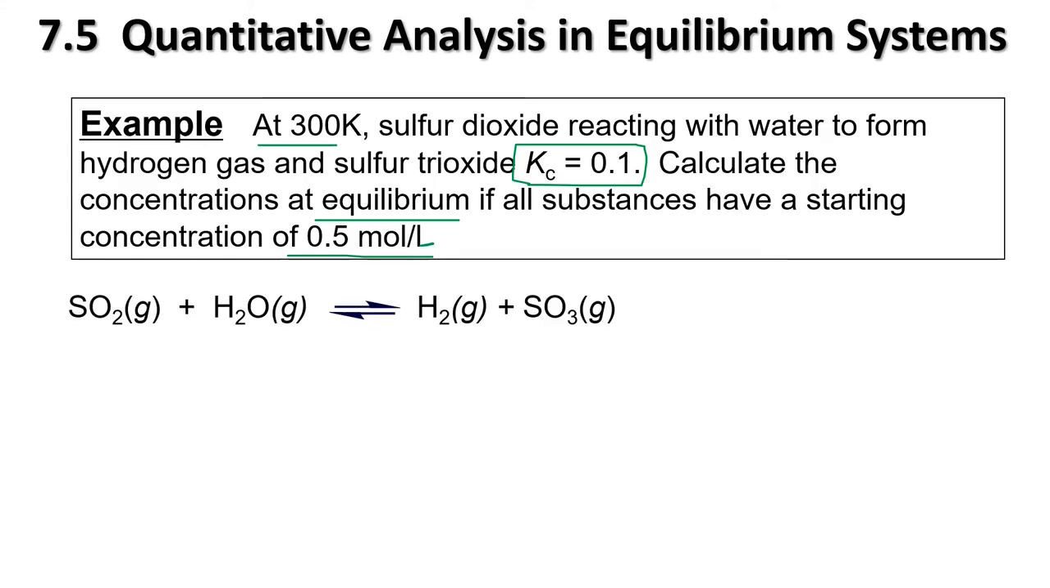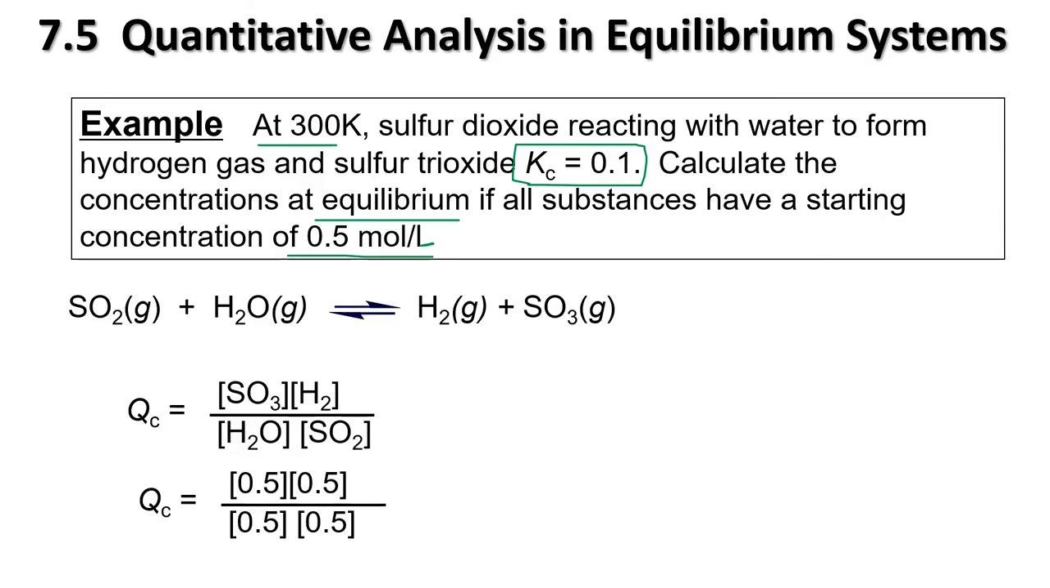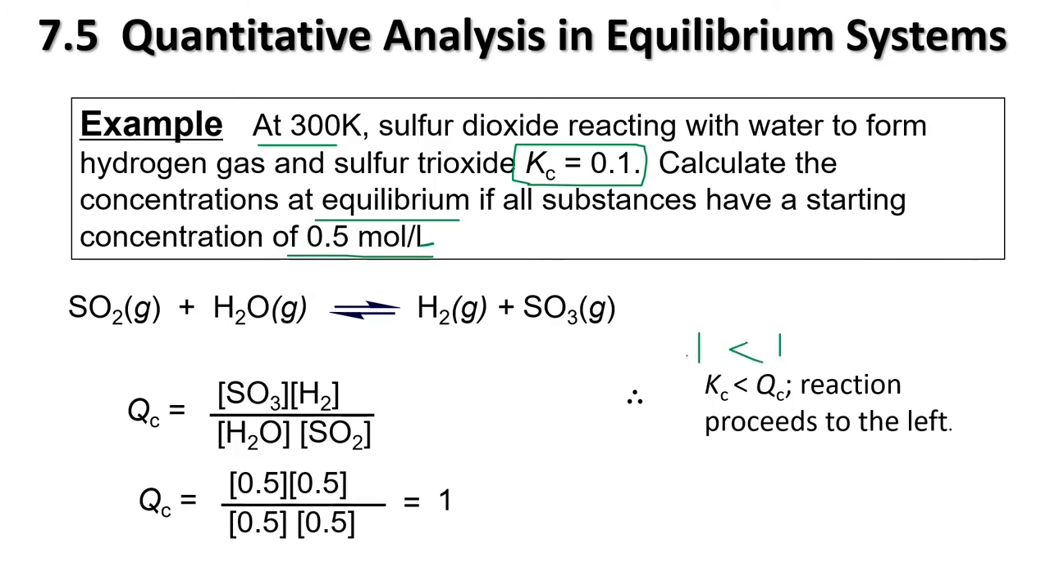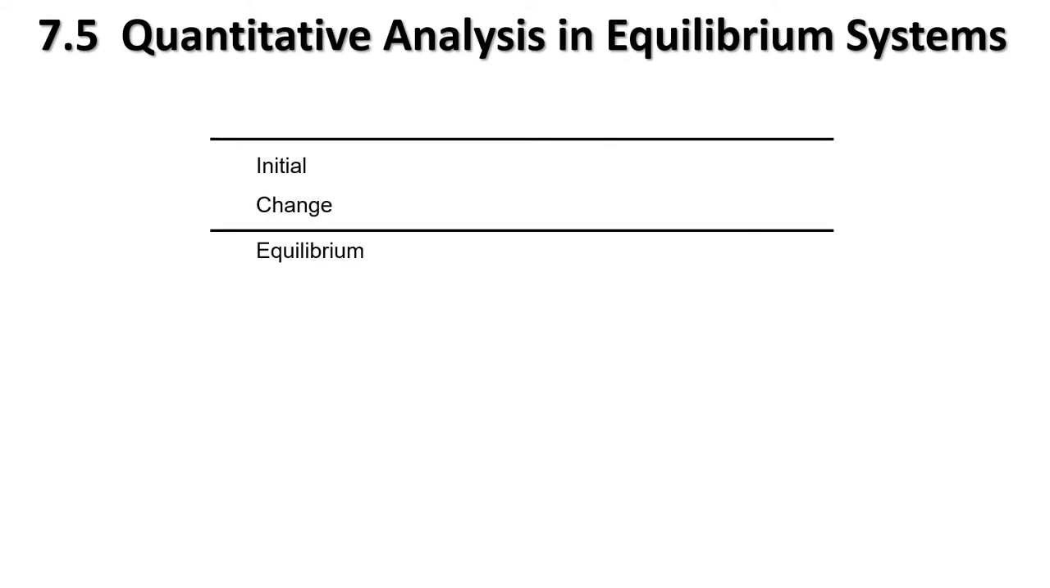So first step is there is our balanced equation, and we're going to calculate our Q value. We're going to plug in all of our 0.5s, and we'll notice that this time it's equal to 1. So our comparison is that 0.1 is less than 1. So we're going to be proceeding to the left. So these ones are going to be increasing here. So let's reflect that in our ICE chart.